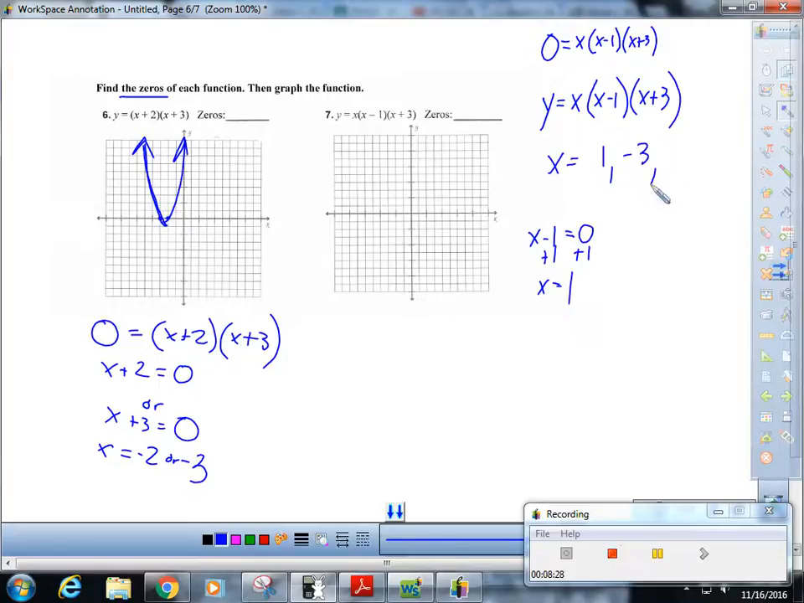-3. And what's another answer? 0. Very good, Alex. You see that? Do you understand? Those are the zeros. That's the answer to the first part of the question. Because if you put in a 0 here, you get 0 times -1 times +3, and 0 times -1 times 3 is 0. Does that make sense? So now I know we're going to have something at -3, something at 0, and something at 1.